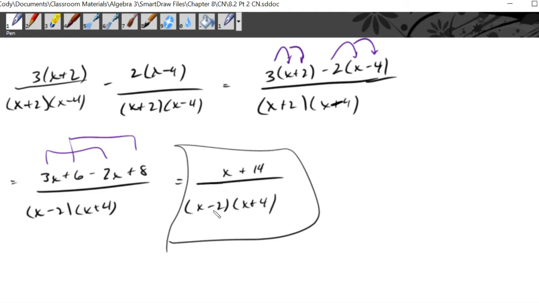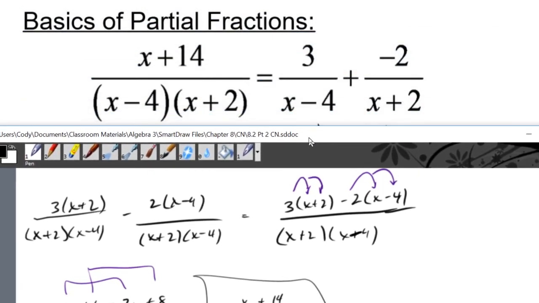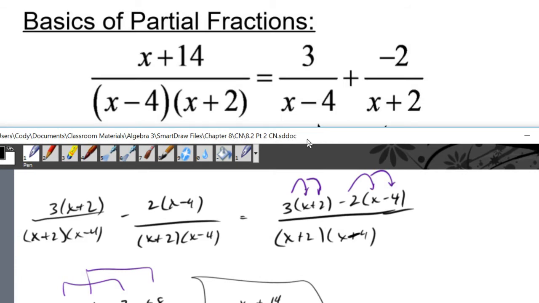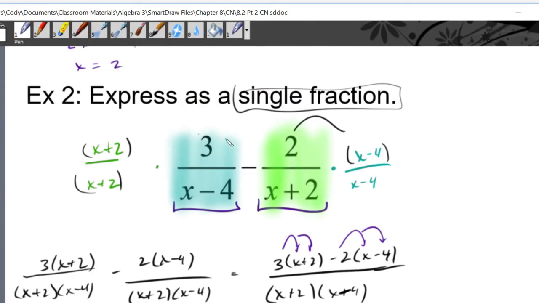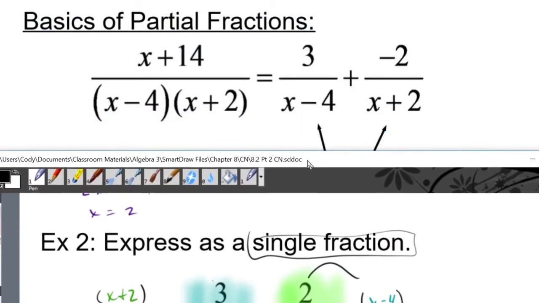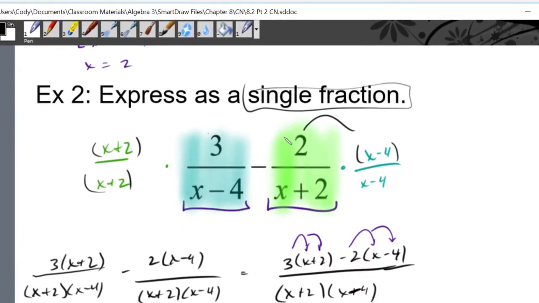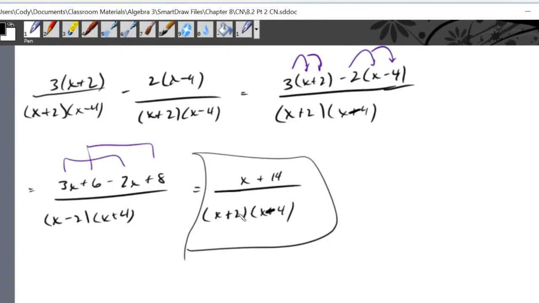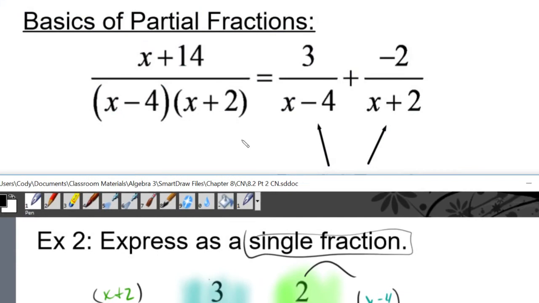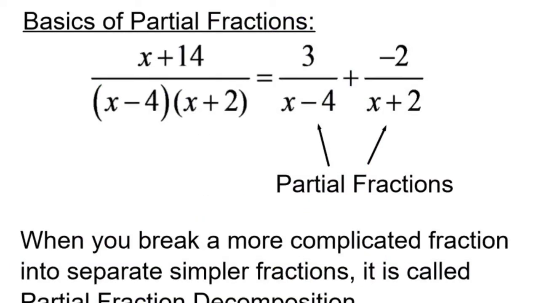Look at this. So we get x plus 14 over x plus 2, x minus 4. That's that right there, x plus 14, x minus 4, x plus 2. But we started with this, 3 over x minus 4 minus 2 over x plus 2, which is exactly this. Instead of starting here and working your way down to this answer, instead we are going to start here and work our way to here. And there's a good reason for this, but we won't get into specifically why we do this until later on.